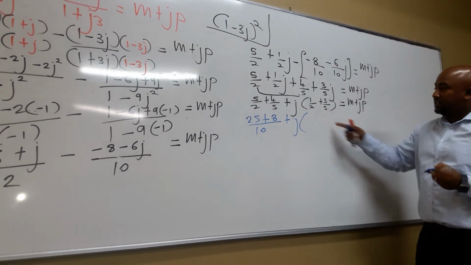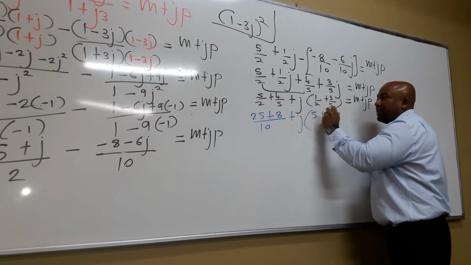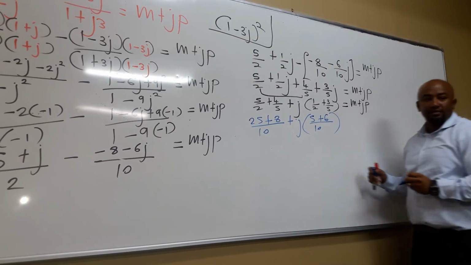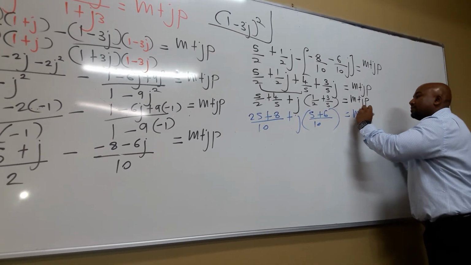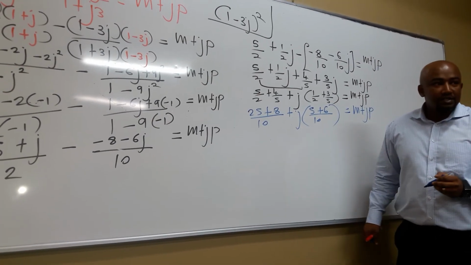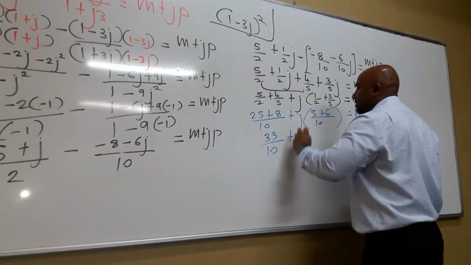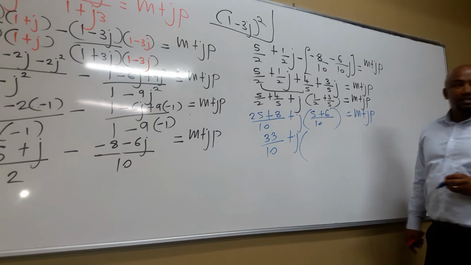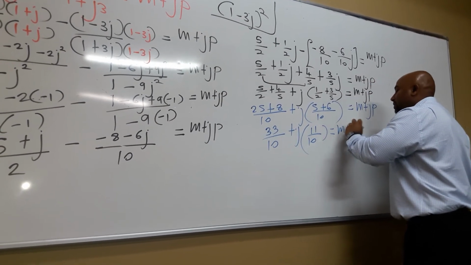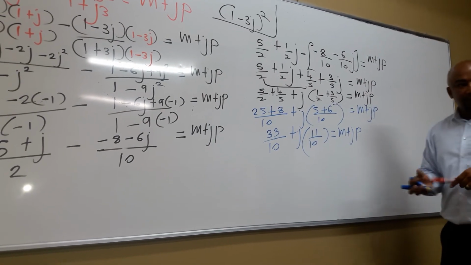Here I'm going to find an LCD again, so I'm just doing it individually. So that will be 5 plus 6 all over 10. Right, so here 25 plus 8, that is 33 over 10. And here 5 plus 6, that is 11 over 10 is equal to m plus jp. So it's simplified on the left hand side. Can you see that?